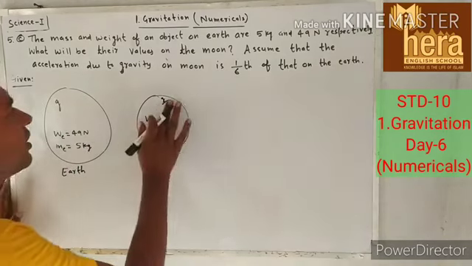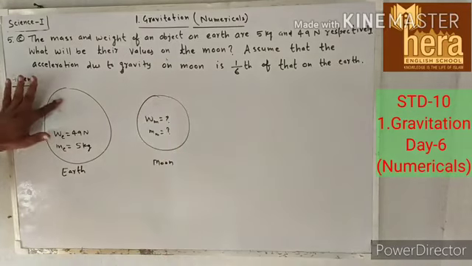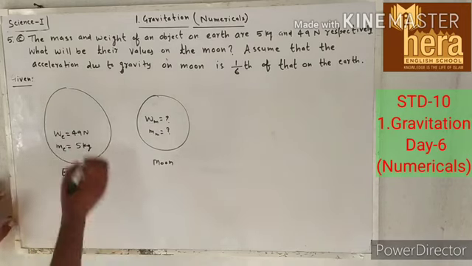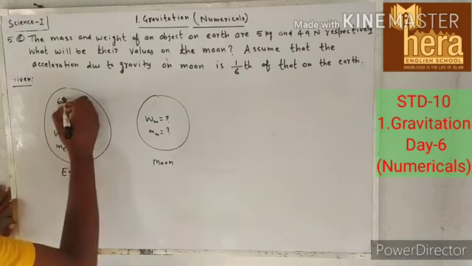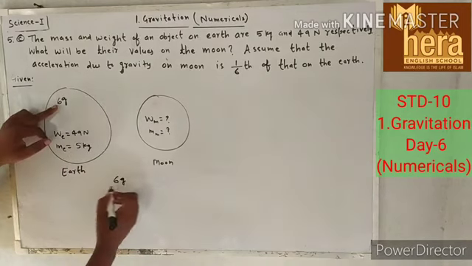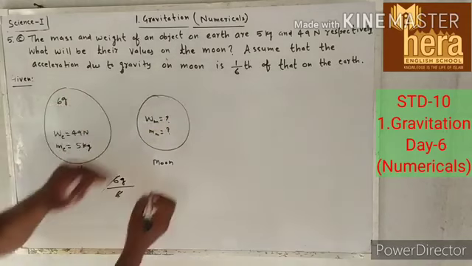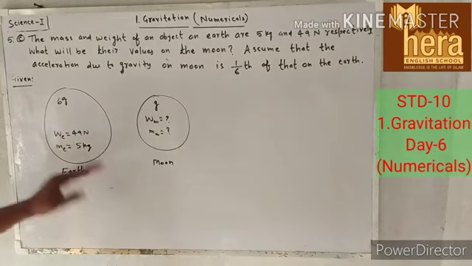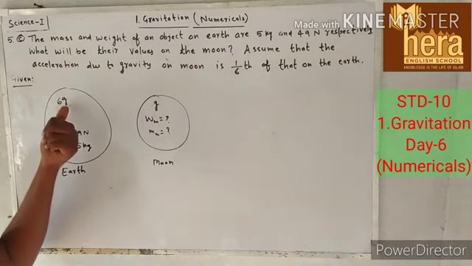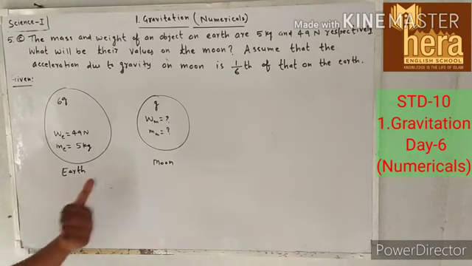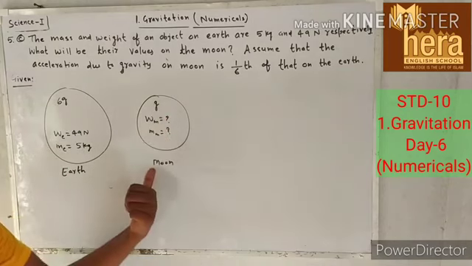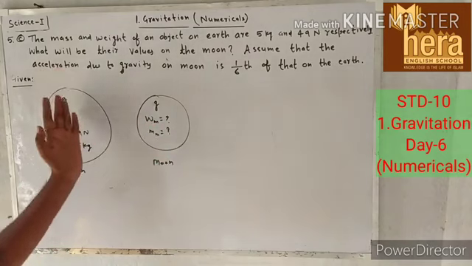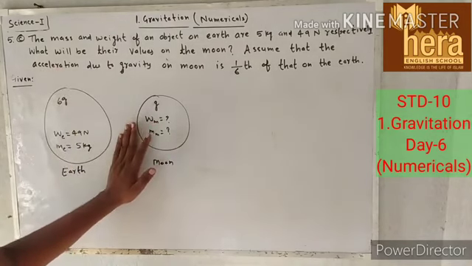For the convenience point of view, we will take the acceleration due to gravity on the surface of earth as 6g, then 6g upon 6, the 6 cancels, and here it will be g, right? Otherwise you can do the calculation taking g for earth and g upon 6 for moon. This is homework for you. You will get the same answer, but in that case some calculation will be difficult.